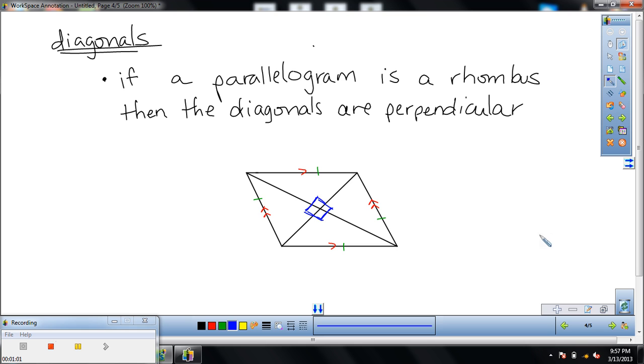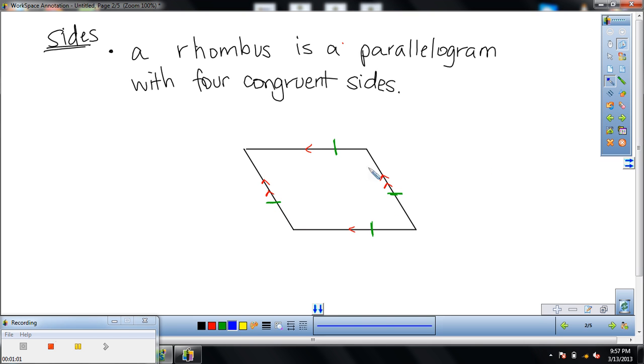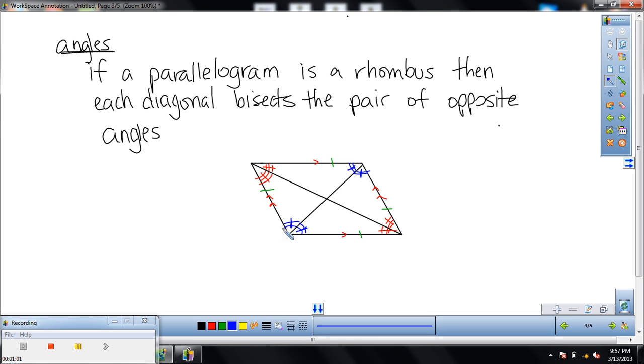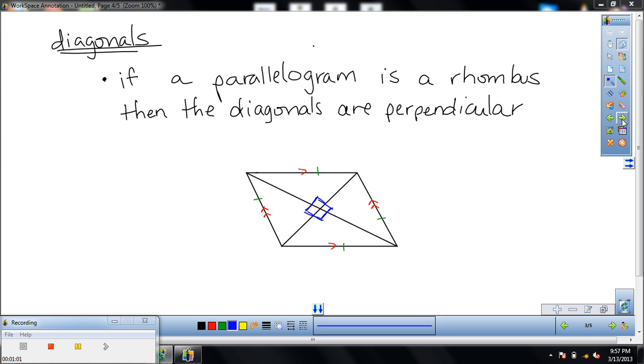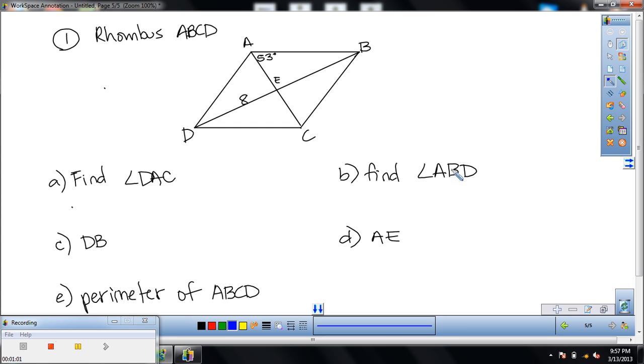Okay? So we have the four properties of our parallelograms and three new properties for our rhombus. The property of the sides, that they're all congruent. The property of the angles, that the congruent angles are being bisected by the diagonal. And the property that the diagonal crosses to form right angles. So now let's use those properties to try and find some measures in this diagram in our example 1.